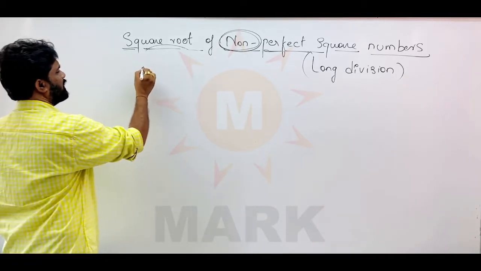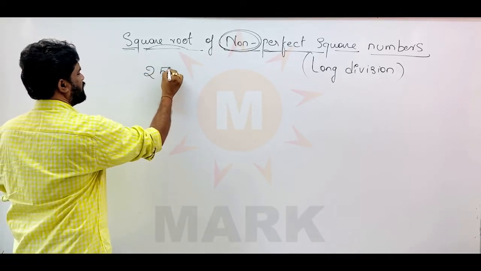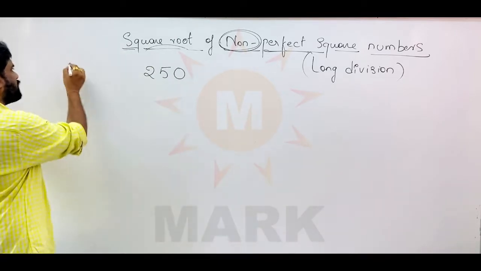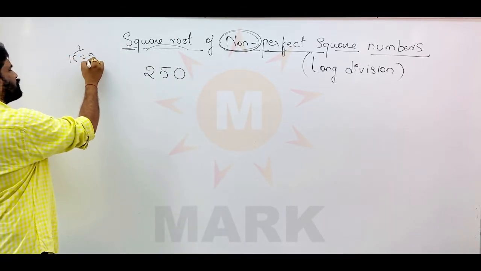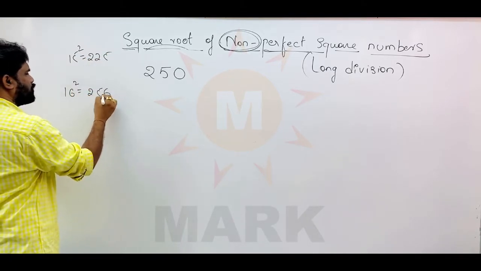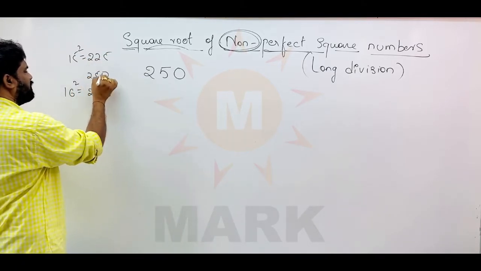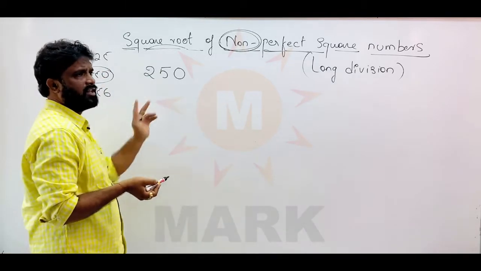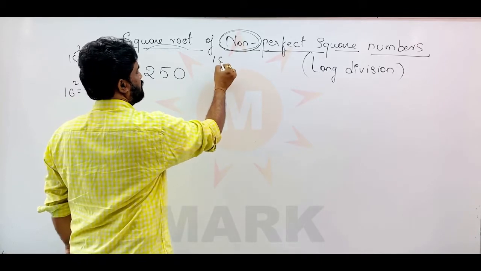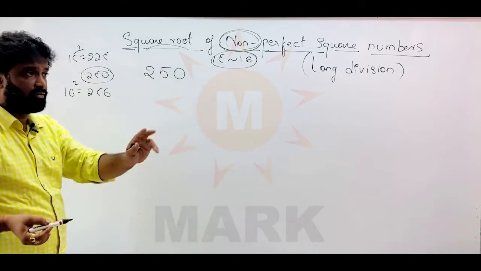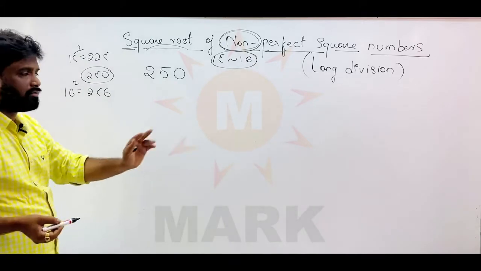Friends, I am going to find the square root of 250. Everybody knows 250 is not a perfect square, because 15 square is equal to 225, and immediately 16 square you will get 256. So 250 is in between 225 and 256. So obviously you will be getting the answer between 15 and 16 only. Exactly, after the point, 15 point something you are going to get.